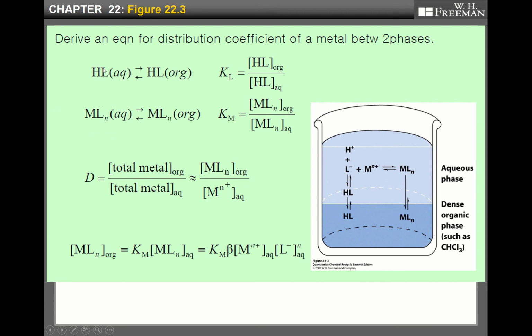Let's derive an equation for the distribution coefficient of a metal between two phases. Here the lower part is the organic phase, such as CHCl3. Since it contains three chlorine atoms, it is heavier; its density is much higher than water. In this case, the aqueous phase is above the organic phase.